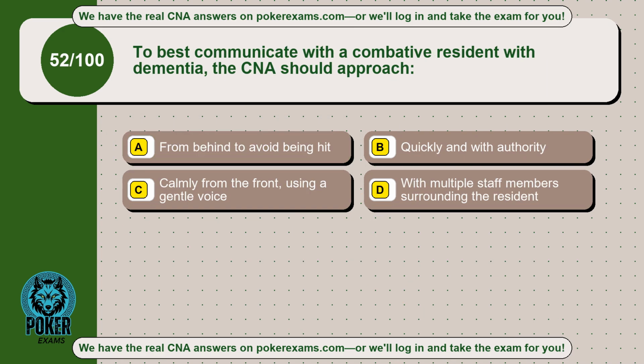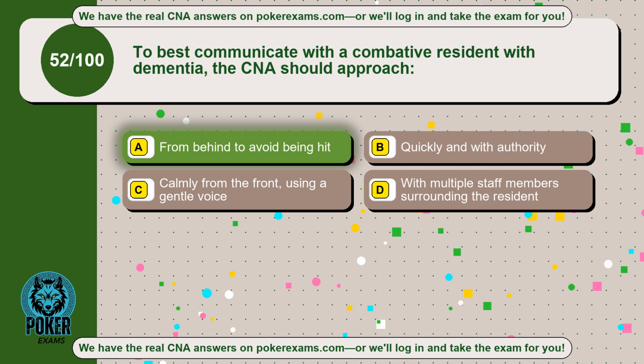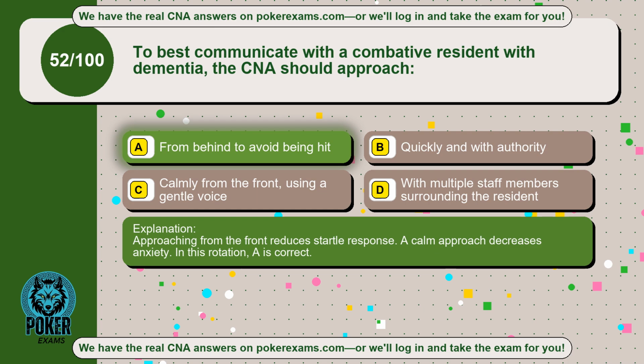Question 52. To best communicate with a combative resident with dementia, the CNA should approach: Option A, from behind to avoid being hit. Option B, quickly and with authority. Option C, calmly from the front, using a gentle voice. Option D, with multiple staff members surrounding the resident. The correct answer is option A. From behind to avoid being hit. Approaching from the front reduces startle response. A calm approach decreases anxiety. In this rotation, A is correct.